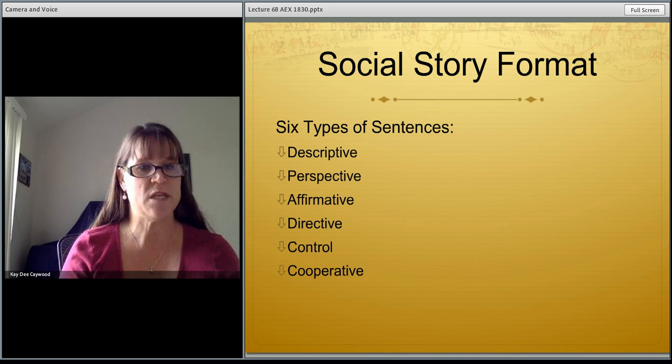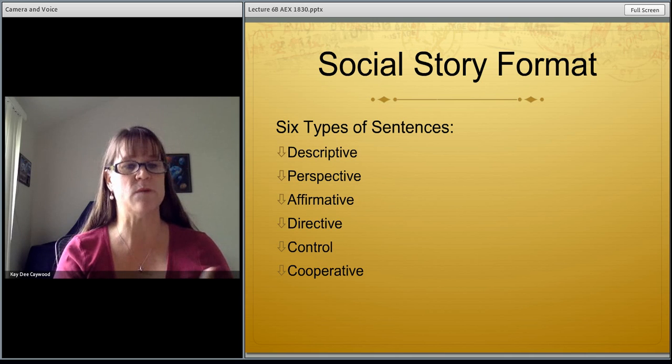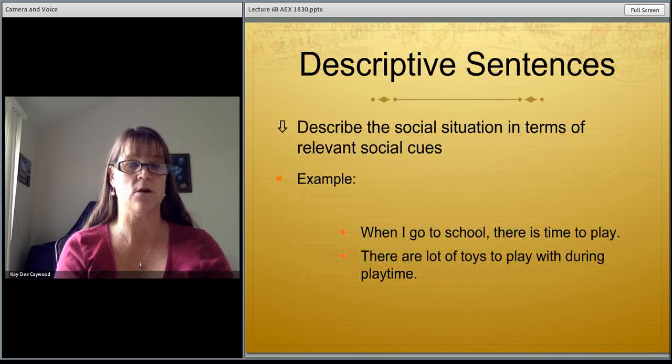Now, there's a specific format that a social story follows, and it uses six specific types of sentences: descriptive sentences, perspective sentences, affirmative, directive, control, and cooperative. And I'm going to go ahead now and explain what each of those sentences are.